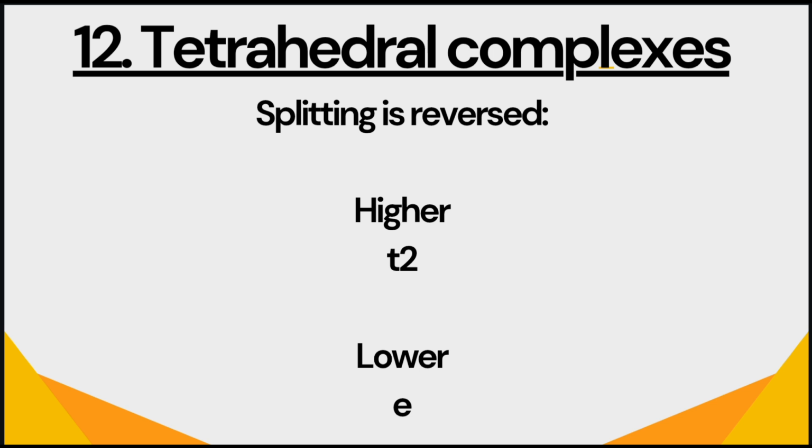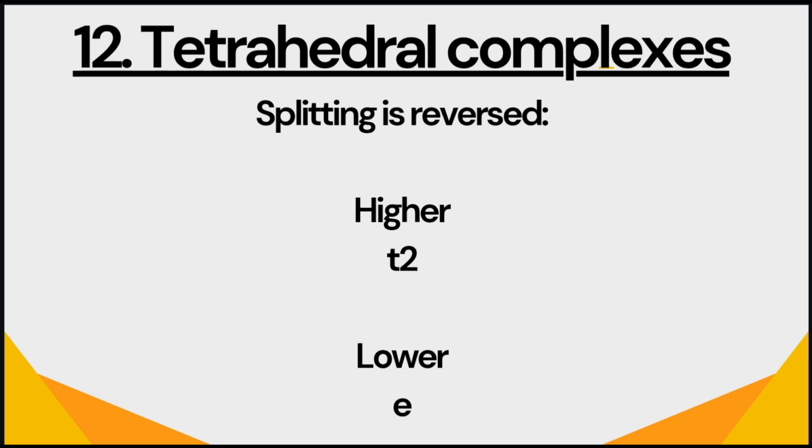Now we'll see the tetrahedral complexes. In earlier slides, we have studied octahedral complexes. Here in tetrahedral, the splitting is reversed: higher is t2, lower is e. In octahedral, higher is the eg orbital and lower is the t2g orbital.